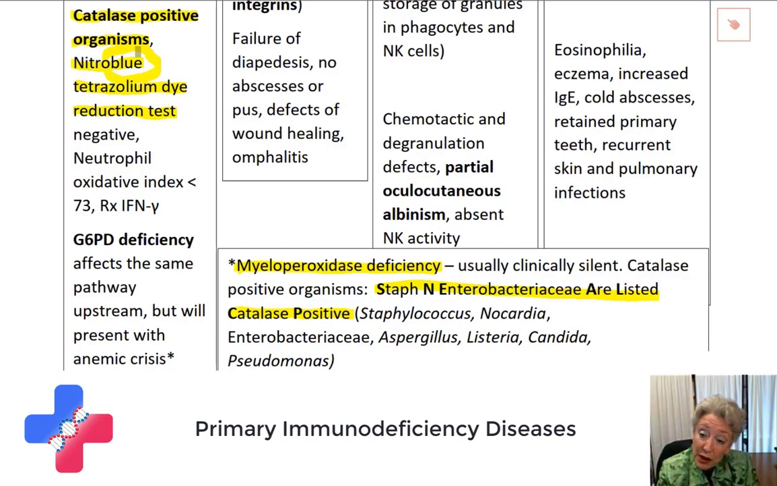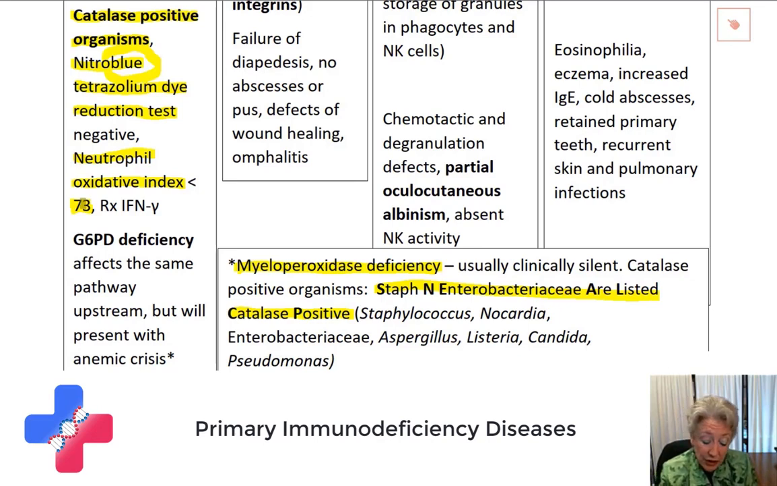I can also measure that pH fall using flow cytometry, and the neutrophil oxidative index is the name of that test. We will talk about flow cytometry a little bit later in the progression here. But any value less than 73 would be considered diagnostic of a problem in the ability of the phagocyte to oxidize the contents of their phagolysosome.